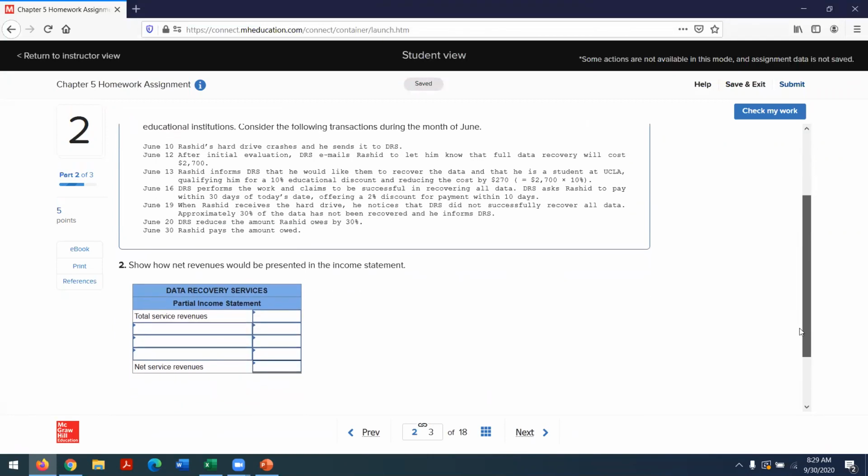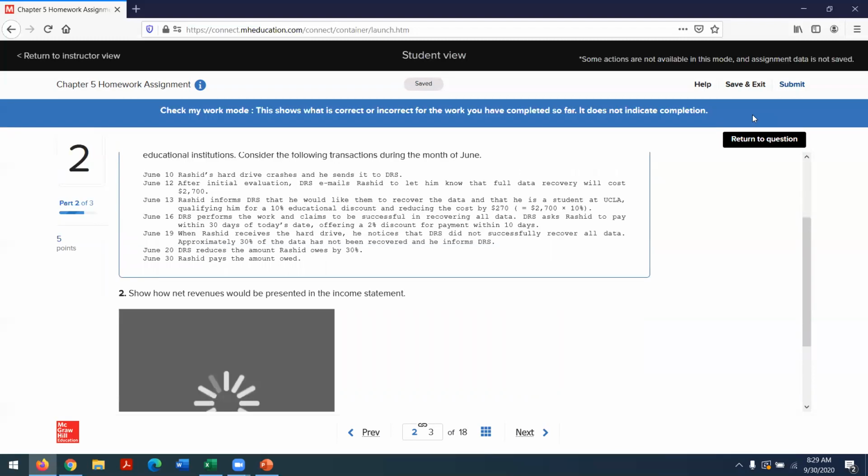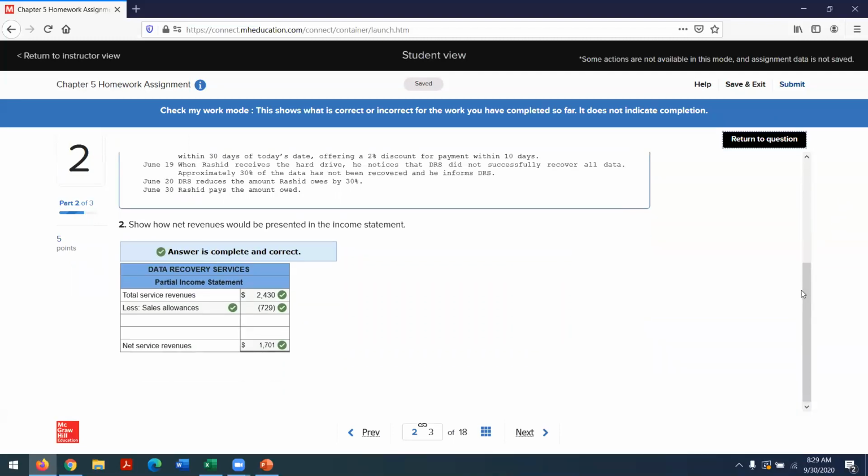Now, they want us to show how all this is going to play out in the financial statement. Those total revenues, was it 2430? And didn't we have a sales allowance of 729? Didn't we? Where'd you get the 2430?